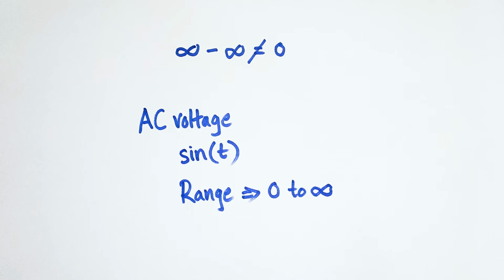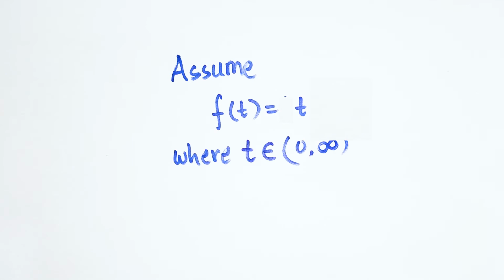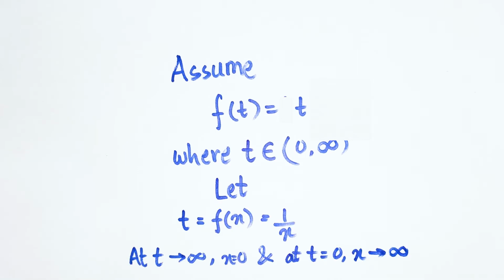Hence, we need a way to alter our domain. Let's consider a function, the absolute value of t. It is defined over 0 to infinity. So, if we wish to eliminate infinity, we can assume the function t to be equal to 1 upon x. So when t tends to infinity, x will be equal to 0. But at t equals 0, x will tend to infinity. So we couldn't successfully eliminate infinity.